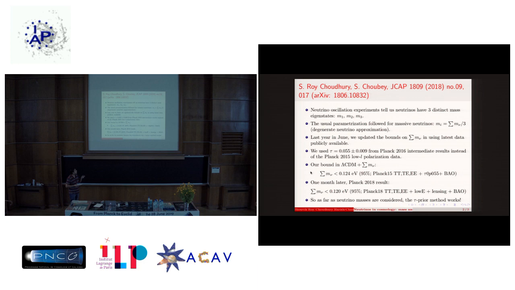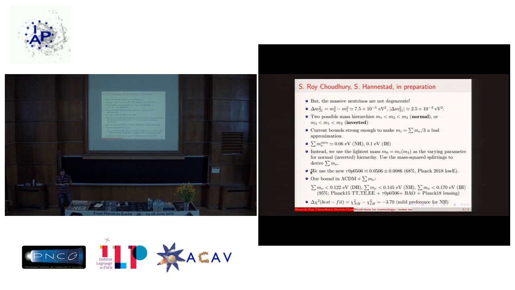Now, massive neutrinos are actually not degenerate, and normal hierarchy has a minimum mass requirement of 0.06 eV, whereas it's 0.1 eV for inverted hierarchy. Thus, the current bounds are actually strong enough so that this degenerate approximation is not really a very good approximation.